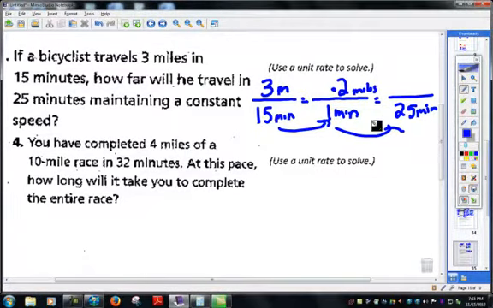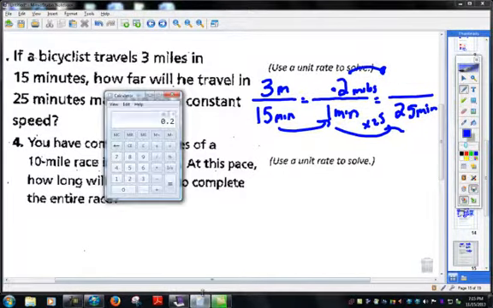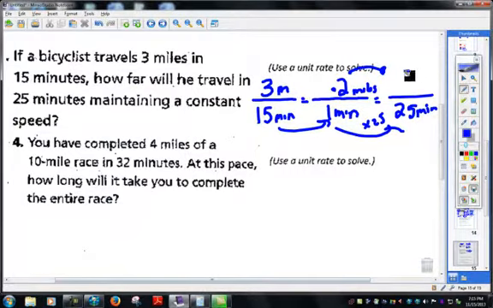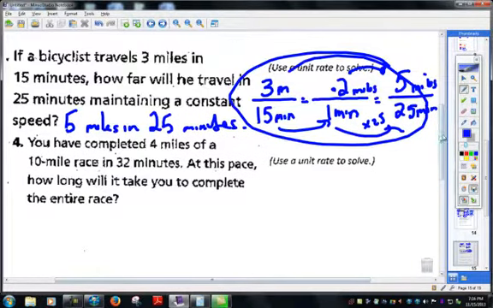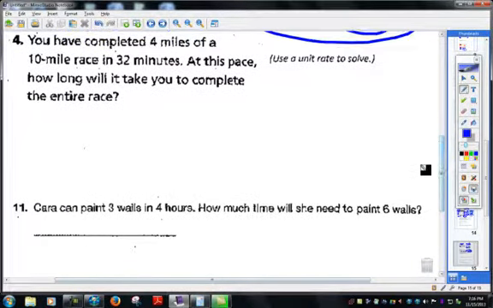And then what am I doing to go from 1 to 25? I'm multiplying by 25, so I have to do 0.2 times 25, which gives you 5. So he's going to go 5 miles in 25 minutes. Okay, so there's your answer: 5 miles in 25 minutes. That's learning target 5. We're going maybe a little bit of a step further, but really not really. All right, use unit rate to solve.